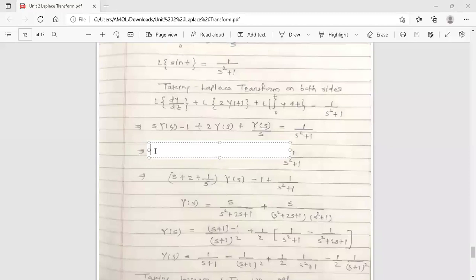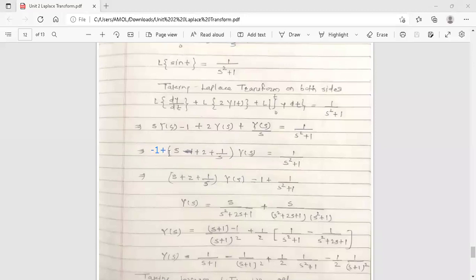The term is minus 1 plus minus 1 plus remaining three terms. Y of s is common, so take it common. And the addition of those three terms where y of s is common, s plus 2 plus 1 by s is equal to 1 upon s square plus 1.